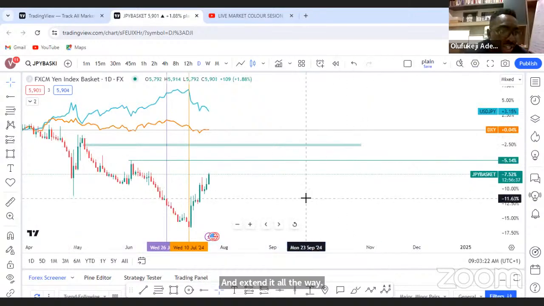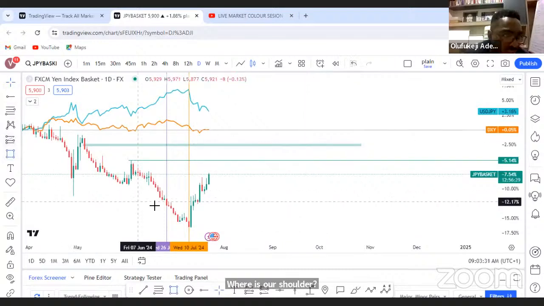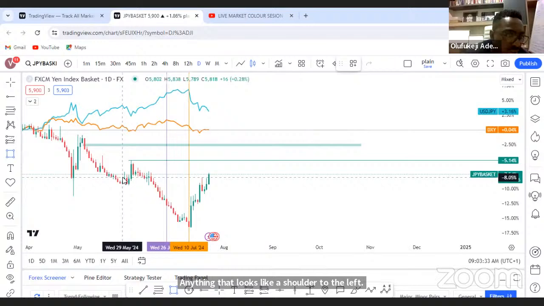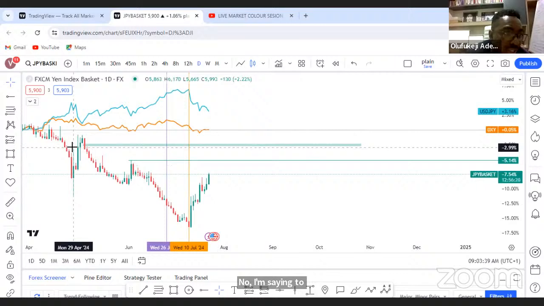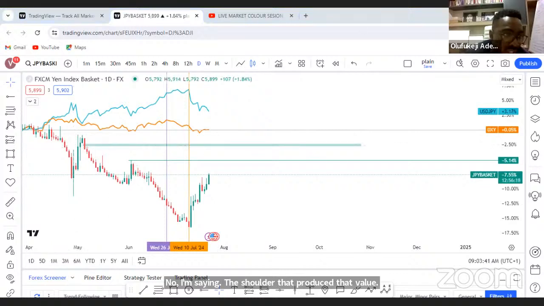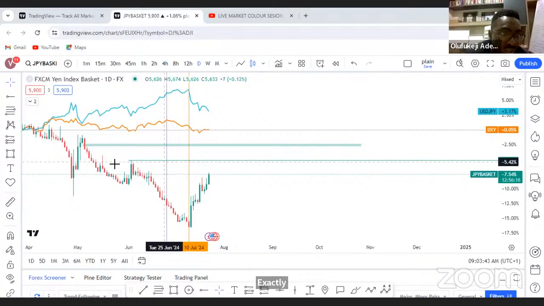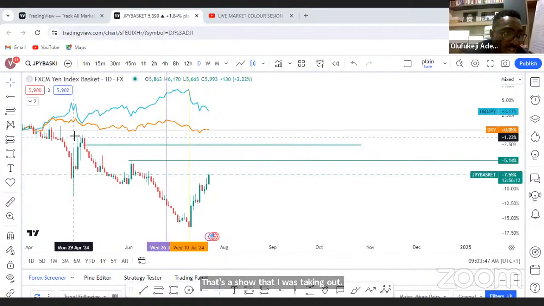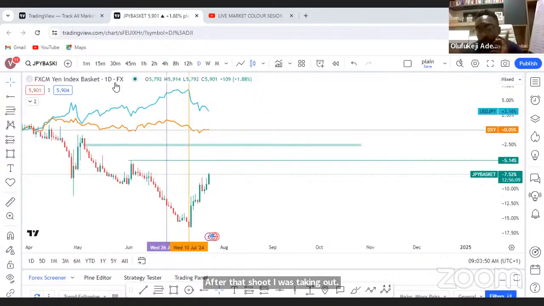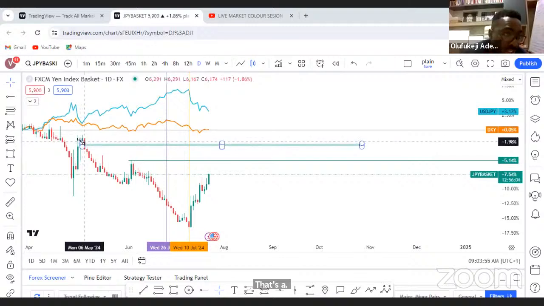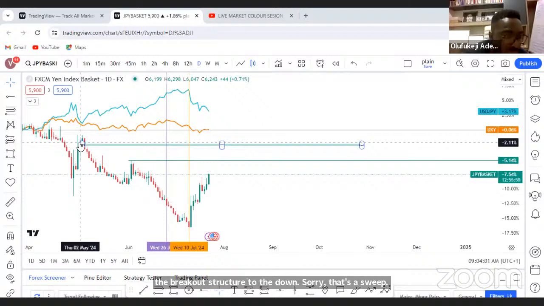Fantastic. All right. Now, what is this telling us? Where is our shoulder? Anything that looks like a shoulder to the left. No, I'm saying the shoulder that produced that fair value gap. Exactly, that's a shoulder there. You can draw a line there. That's a shoulder that was taken out. Then after that shoulder was taken out, that's a sweep with a fair value gap to the downside.